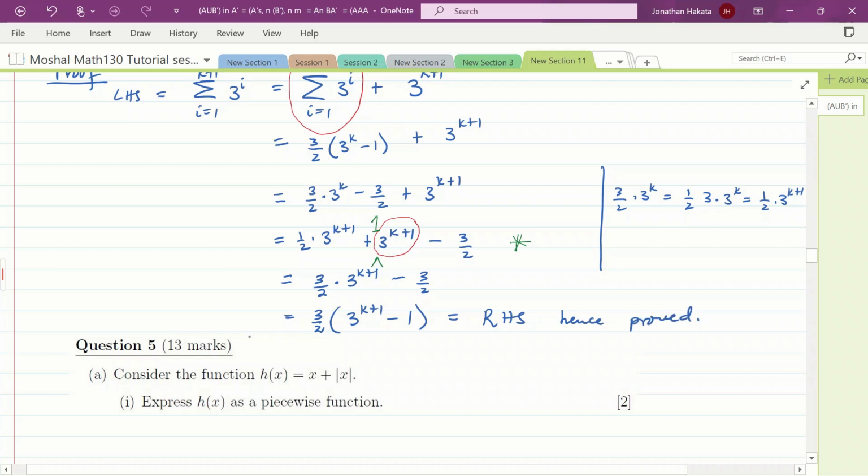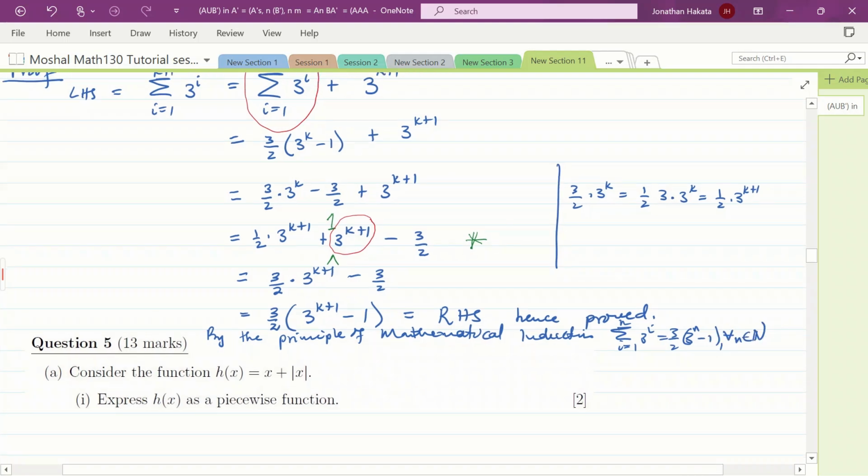Then we need to conclude by the principle of mathematical induction: summation from i equal to 1 up to n of 3 to the i is equal to 3 over 2 times 3 to the n minus 1 for all n element of natural numbers. So this is how we conclude, guys.